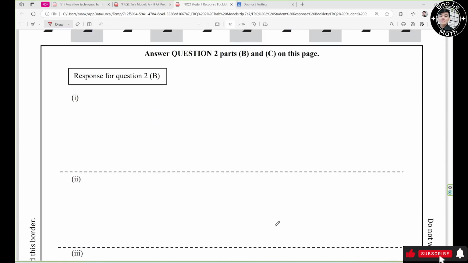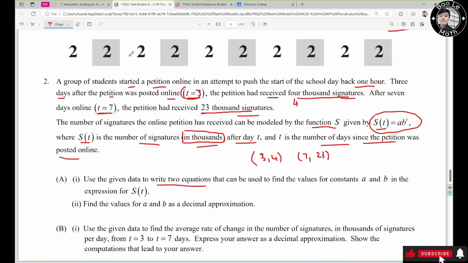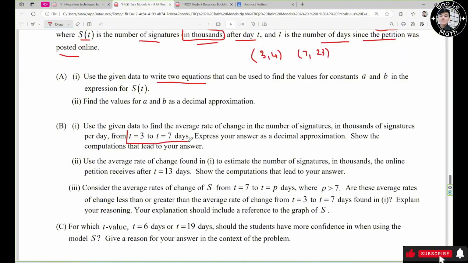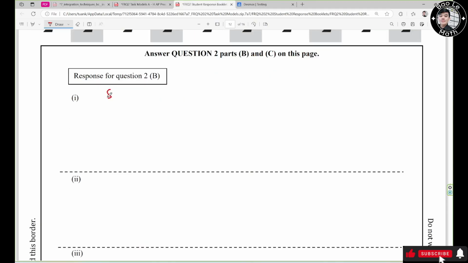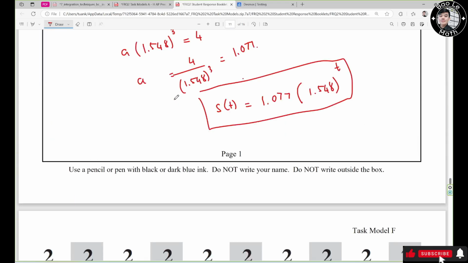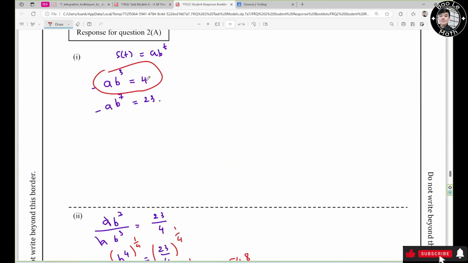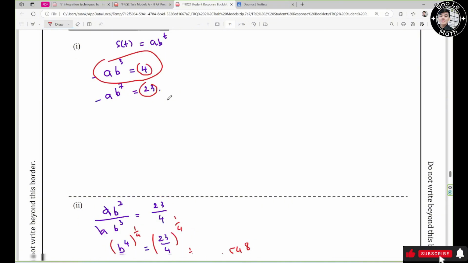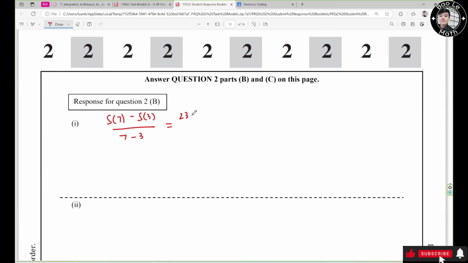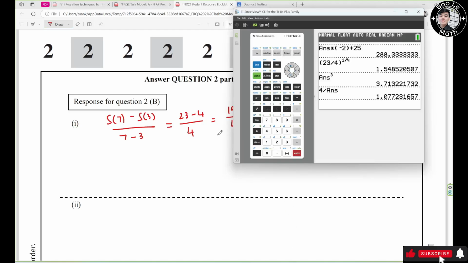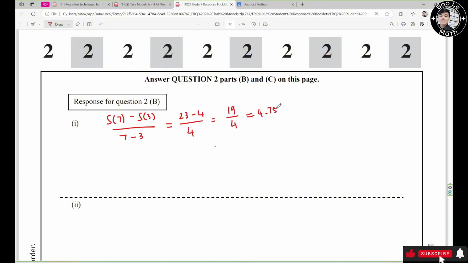Now let's move on to question B1, B2, and B3. Question B1: we need to find the average rate of change from 3 to 7. So we have s of 7 minus s of 3 over 7 minus 3. S of 7, we got it right here, 23. S of 3 is 4. So we have 23 minus 4 over 7 minus 3, which is 4. So we have 19 over 4, which if you divide it, is 4.75 thousand signatures per day.